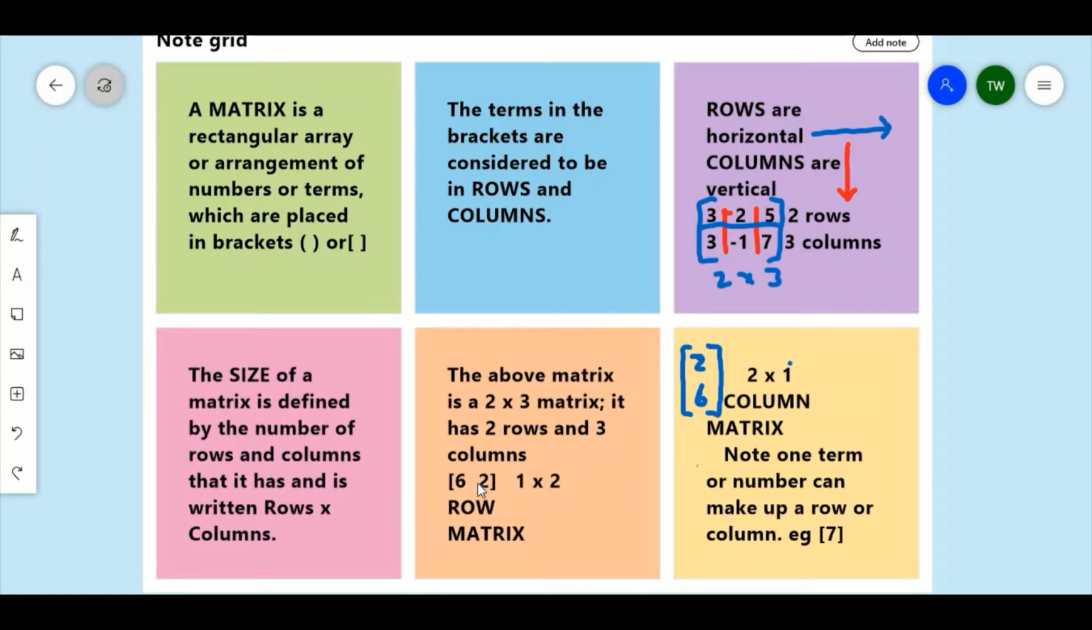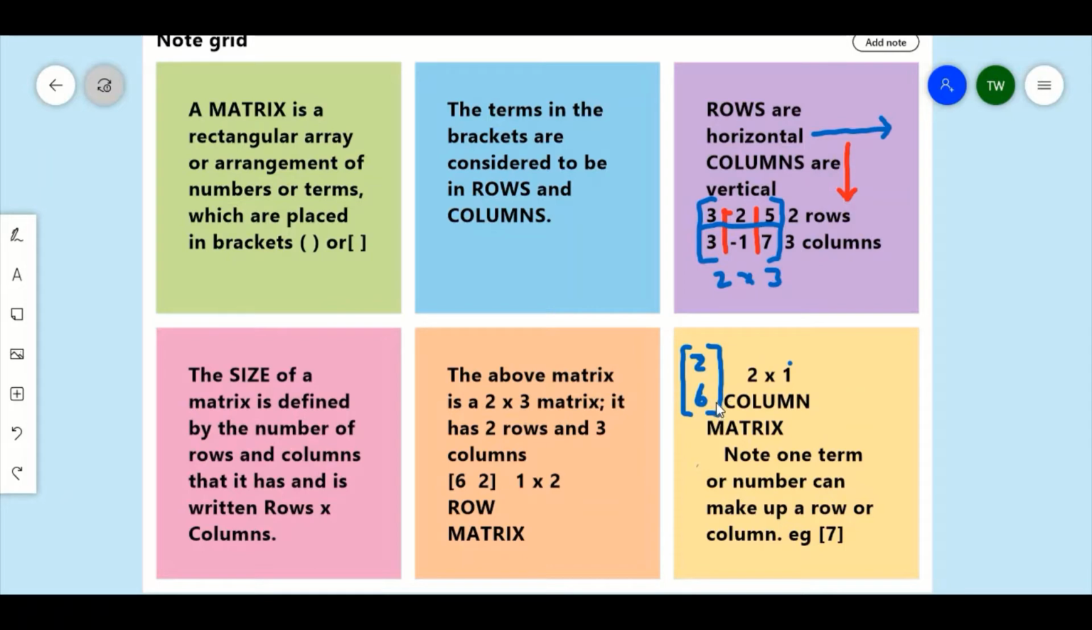Here's another example. Here I have another matrix which is 6, 2. Now this is a 1 by 2 matrix, and this is what we call a row matrix. It has 1 row and 2 columns. So this is what we call a row matrix.